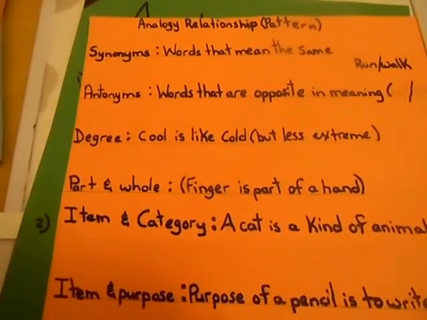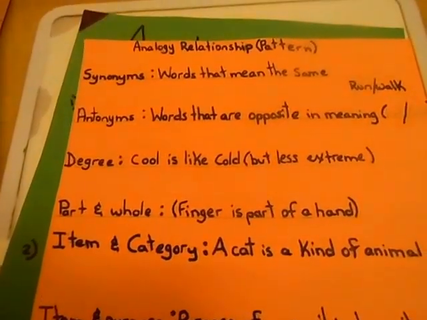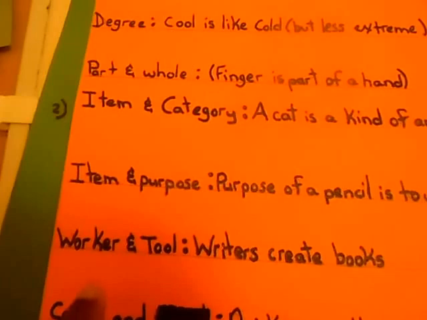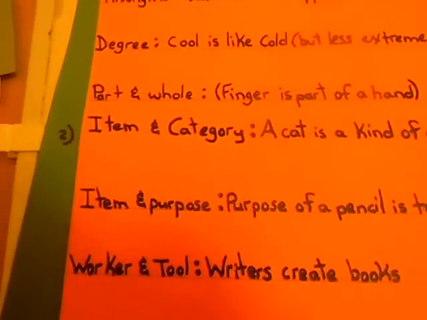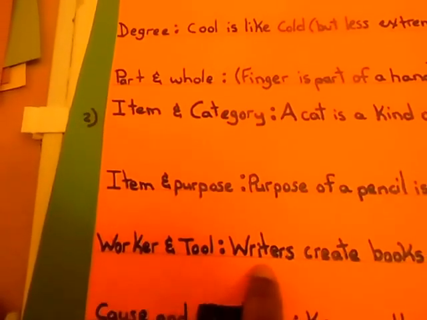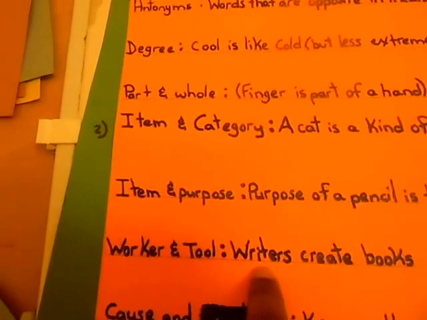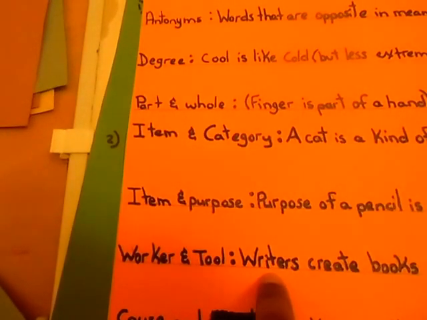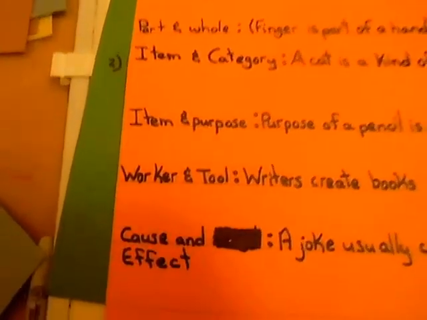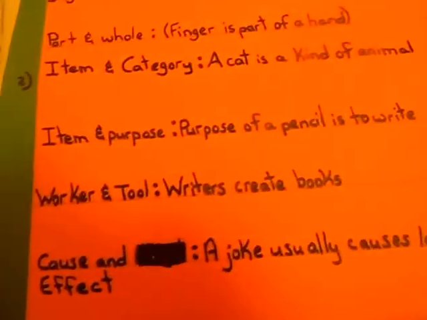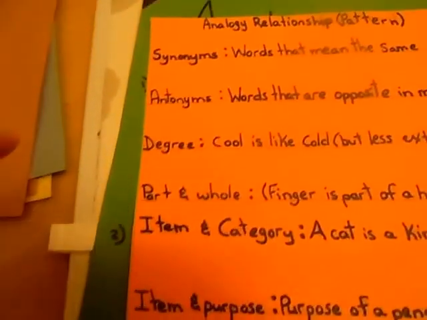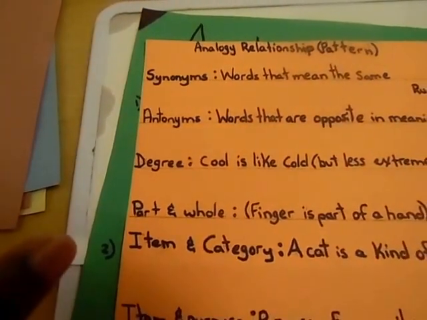Item and purpose. So the item would be the pencil, and the purpose would be to write. We use pencils to write. Or you can say pen would be the item and the purpose would be to write. Worker and tool. So worker would be writers, and tool would be create books. Cause and effect. For example, a joke usually causes laughter. So these are the 9 patterns for analogy.